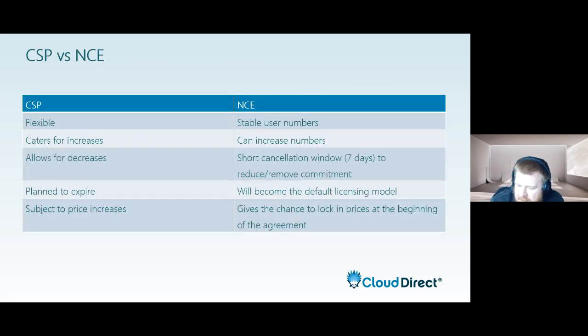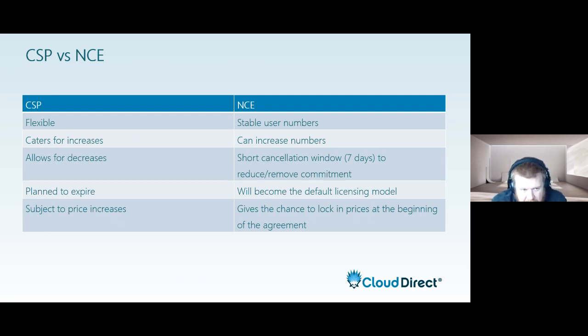Just in terms of that first topic, CSP versus NCE, both are currently still available, but the CSP is going to be wound down by Microsoft. There was a deadline in the middle of last summer that it would stop being available. I believe that's been extended indefinitely, but we're not expecting to be putting many people onto CSP agreements. So NCE is the way forward, and that's important to note right off the bat.